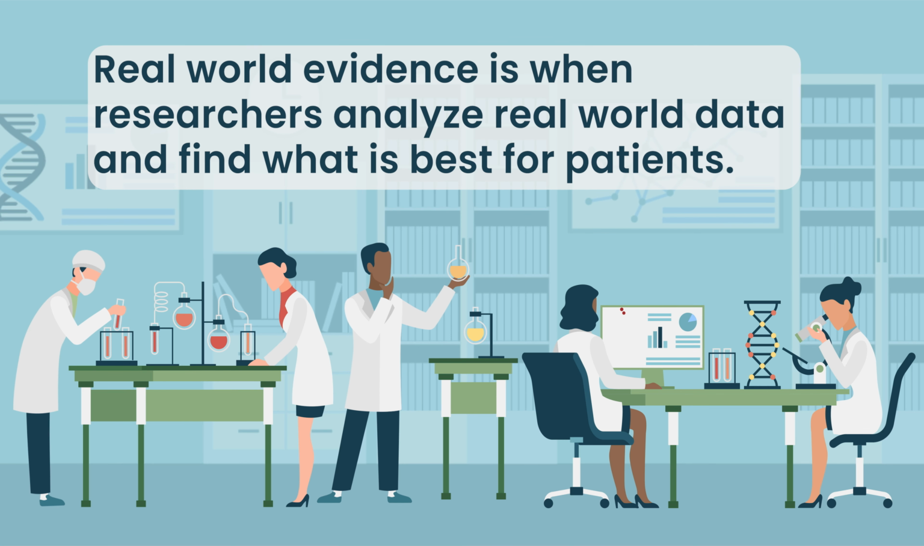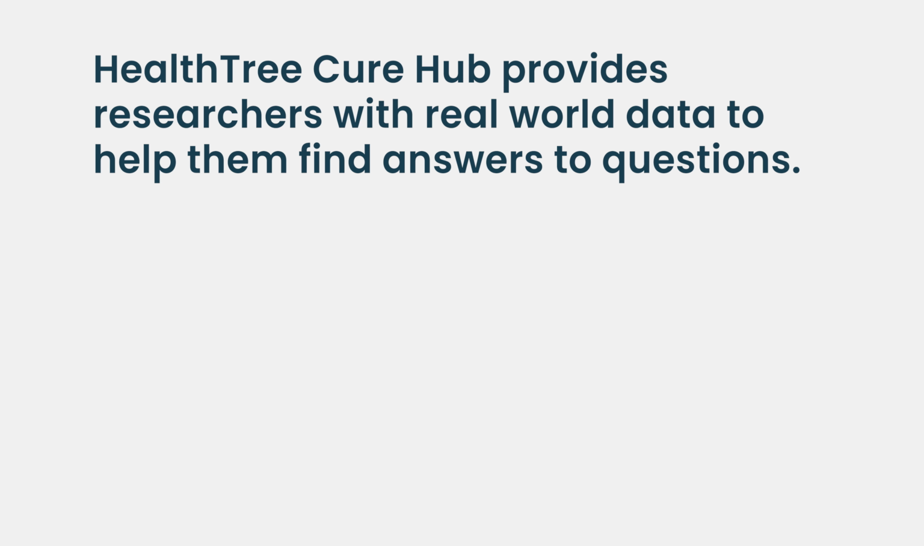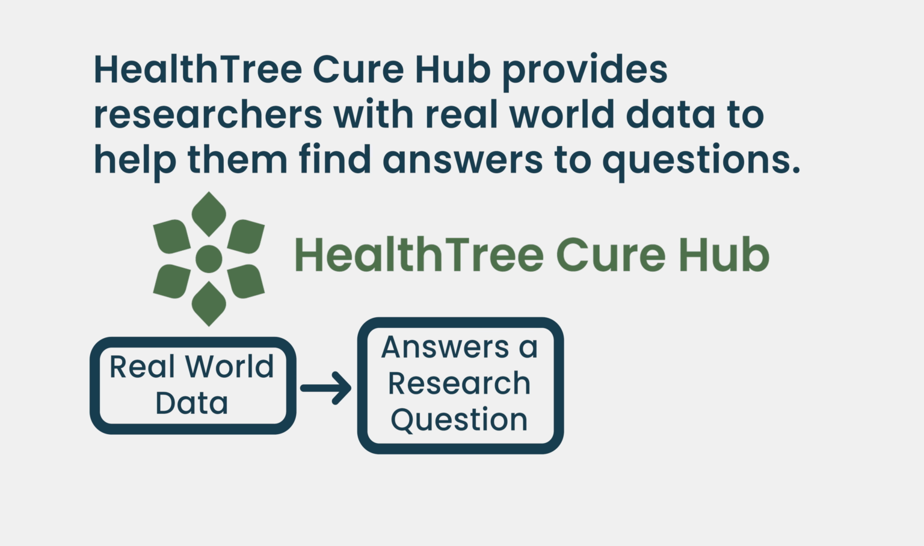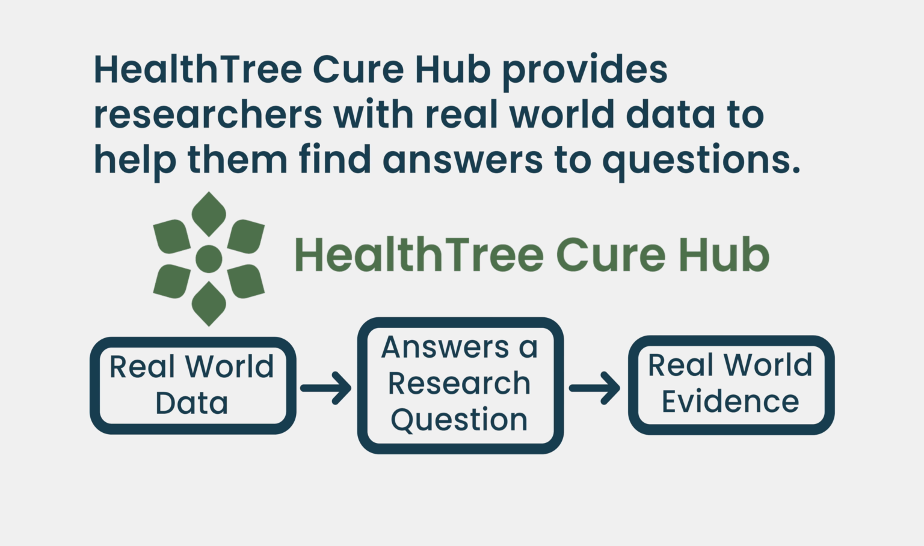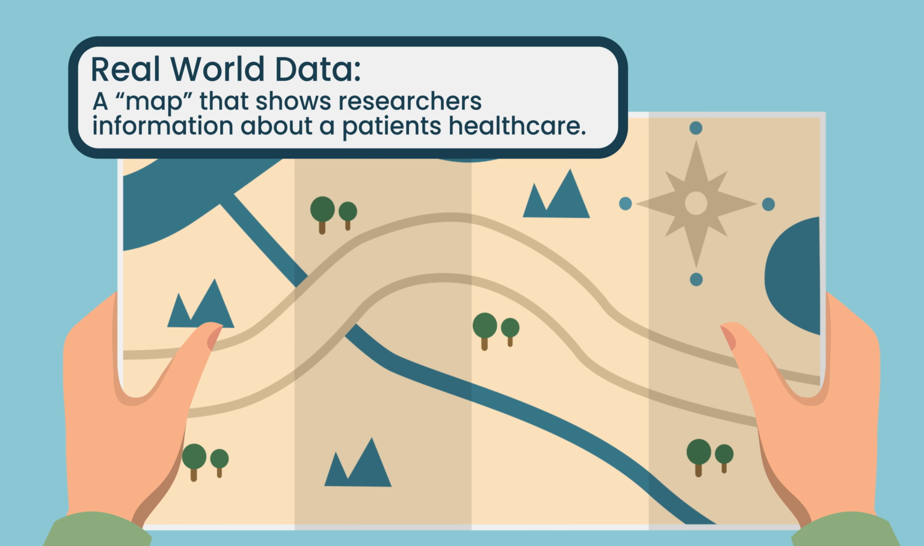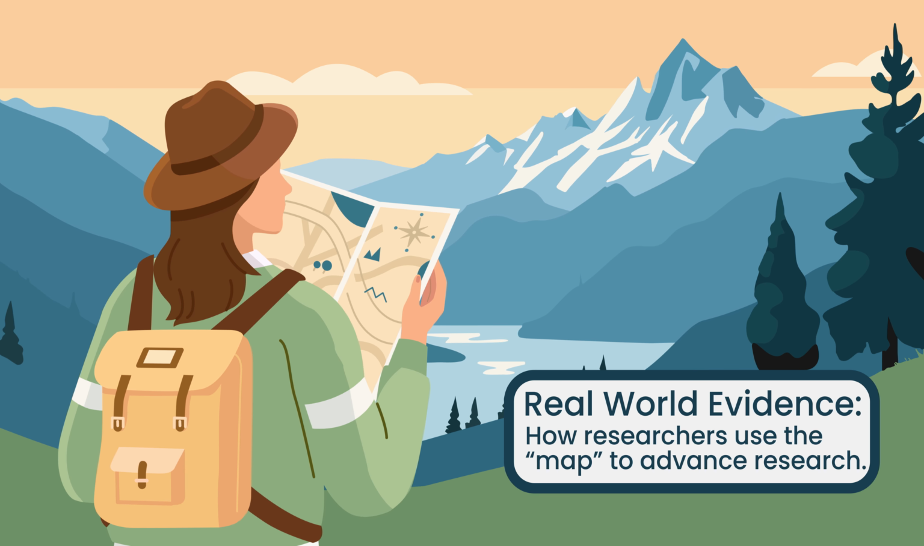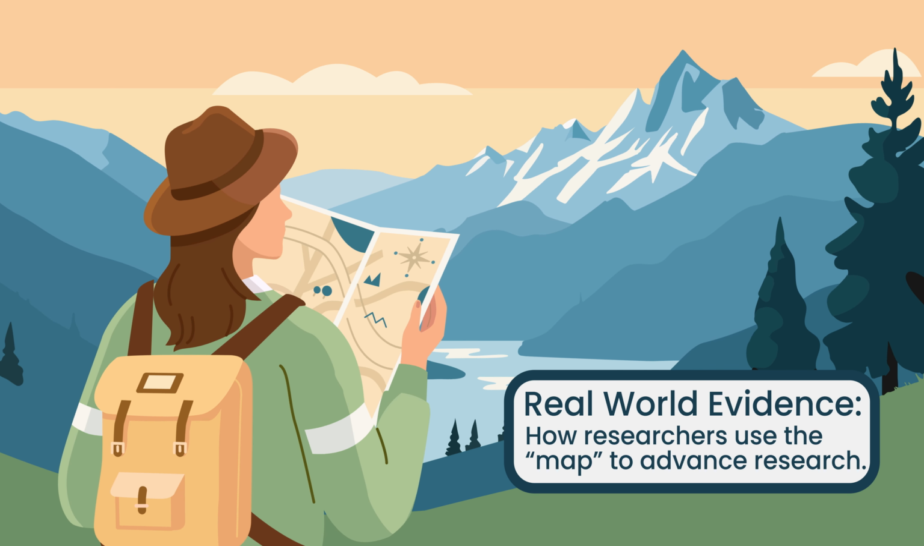Real-world evidence is what we do when we take those real-world data and try to analyze them in a way that adjusts for some of the complexities inherent to them, to figure out what makes the most sense for patients. We'll discuss several examples where we use real-world data, in this case through HealthTree Cure Hub, to help identify a research question and to answer that question. And the answer to that question would be real-world evidence. Real world data would be just looking at a map, and real world evidence would be using that map to figure out the directions where we want to go with our trip or something along those lines.